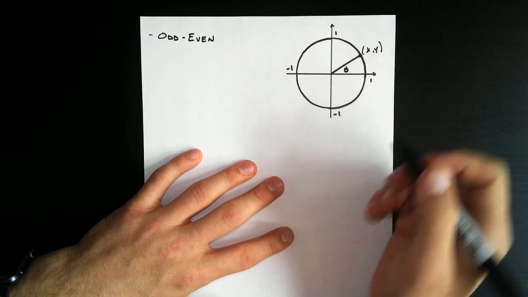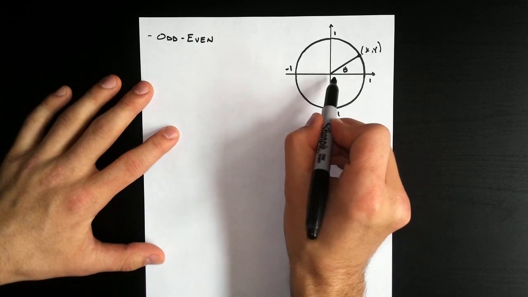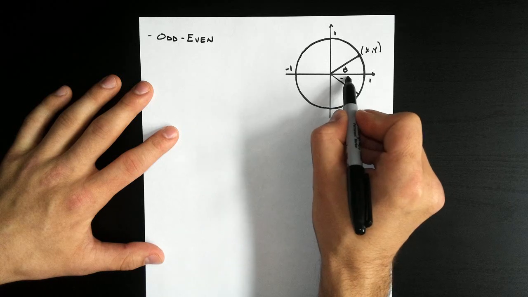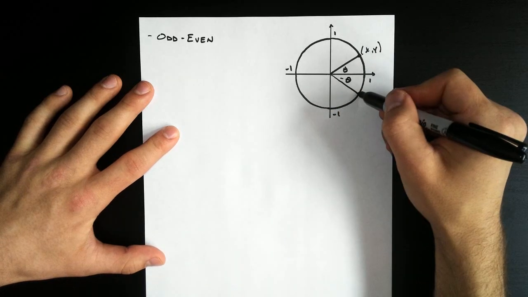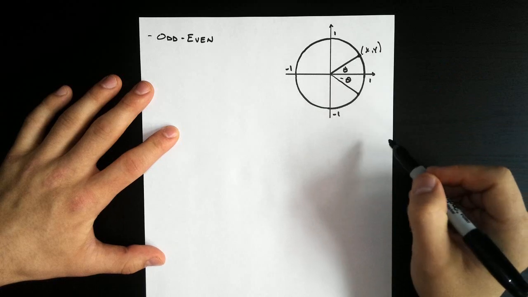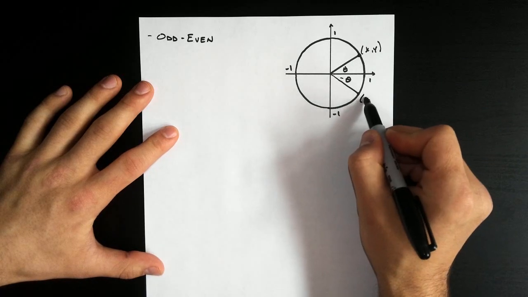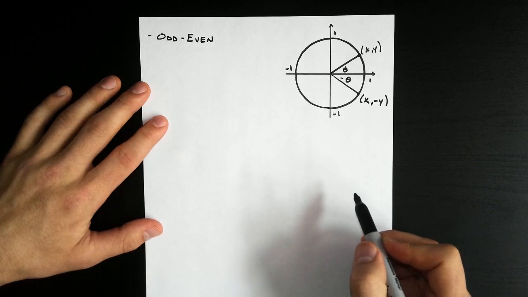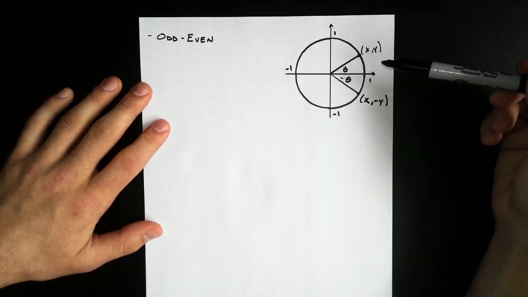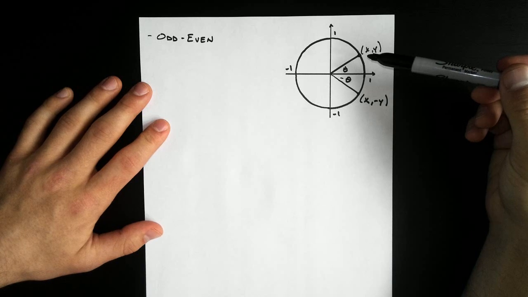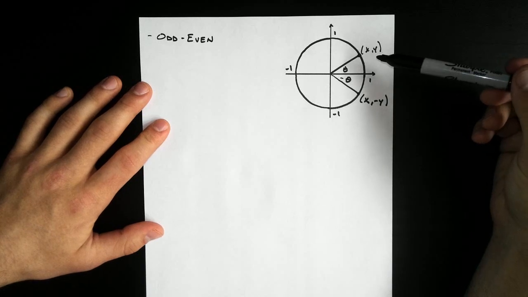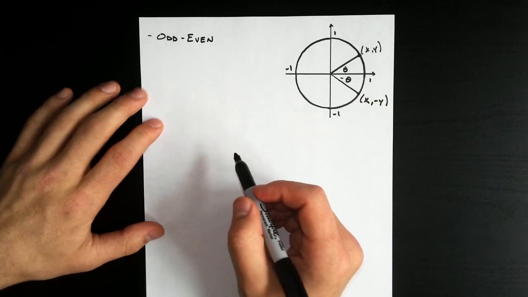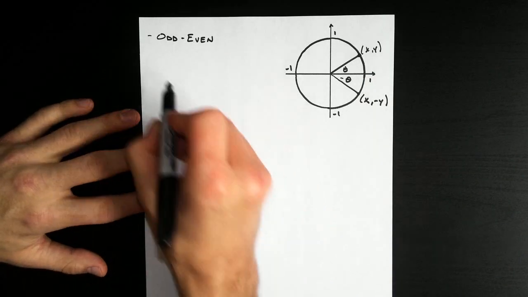Now what if I do the opposite angle to theta? So if I rotate down this way, and I do negative theta, we know we have this symmetry over the x-axis. The x value stays the same, but now we have a negative y value. So we know that cosine basically represents the x value, sine basically represents the y value. So now using this idea, we can write some identities for odd and even.